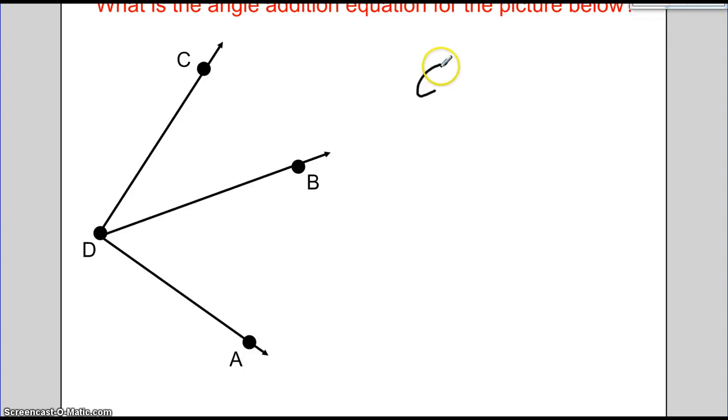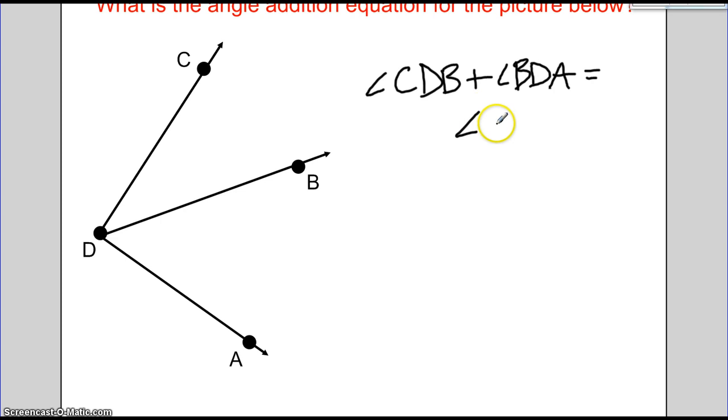Same thing here. C to B, whoopsies. So angle C to D to B plus angle C to D. What's going on here, man? Let's start over. C to D to B plus, it should be B to D to A equals the whole thing, which is C to D to A.